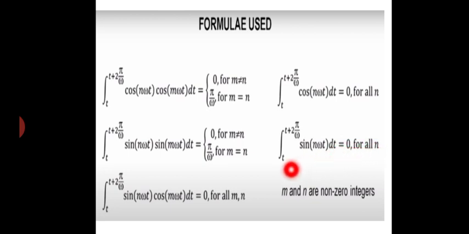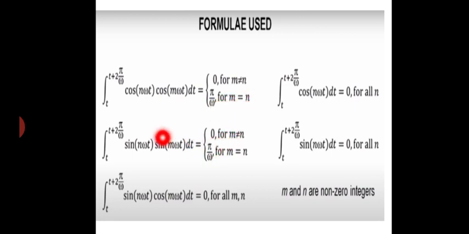And similarly, the integral from t to t plus 2π/ω of sin nωt into cos mωt is equal to 0 for all the values of m and n. And it only varies when cos nωt is multiplied with cos mωt, which is 0 for m not equal to n and is π/ω for m equal to n.